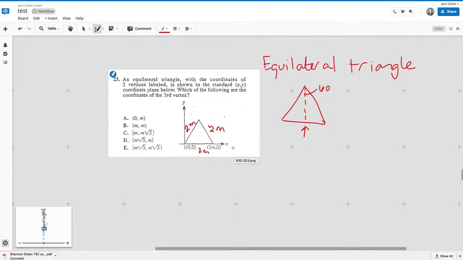So when I mentioned a moment ago that if you drop a vertical down here, you cut the base in half. So the x coordinate of that point is going to be half of the base because it's at the midpoint. So half of 2m is just m, which means the x coordinate is going to be m. So we can rule out a, we can rule out d, and we can rule out e.